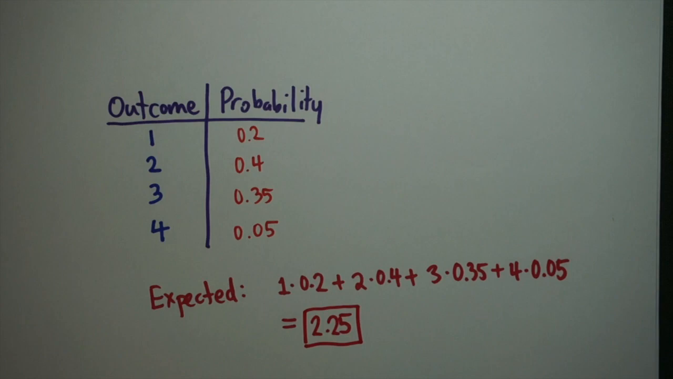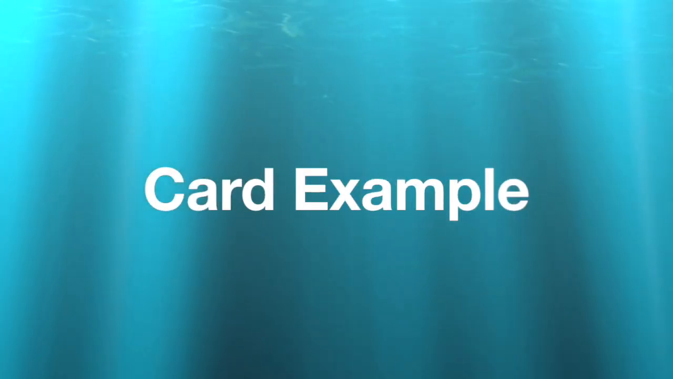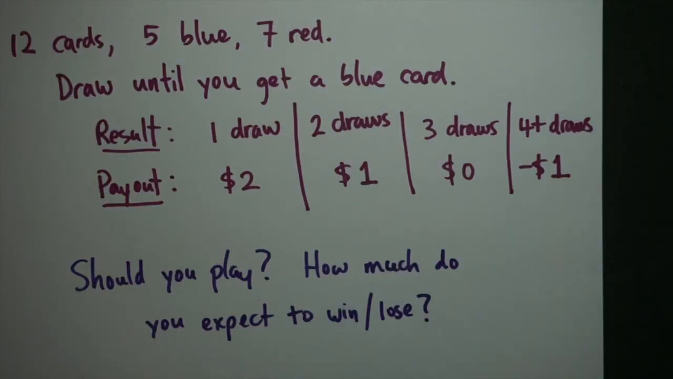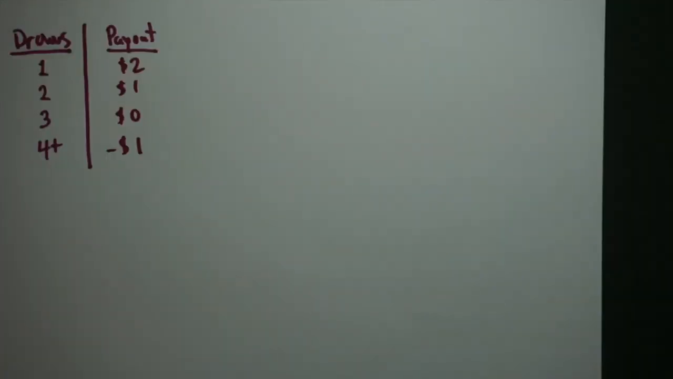This number means that if we perform this experiment many times, on average we would expect the outcome of 2.25. Going back to the card example, we had 12 cards, 7 red and 5 blue, and the results are given in this table here. Should we play? What would the expected value of this experiment be?